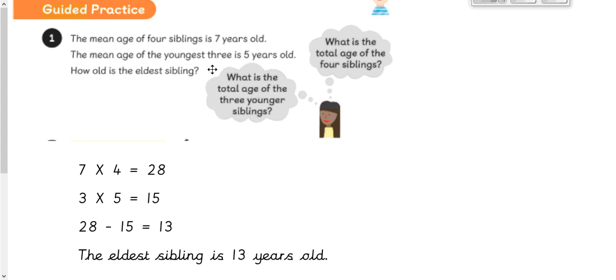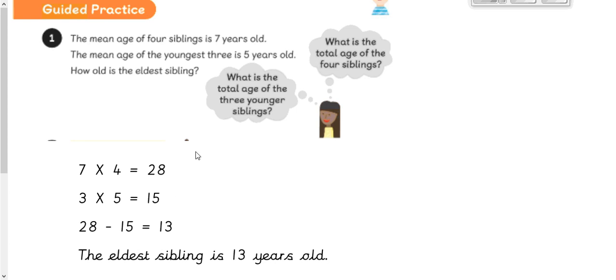The next sentence says the mean age of the youngest 3 is 5. So the youngest 3, and their mean age is 5. 3 times 5 is 15. Again, there's your two numbers, or the ages added together. Hopefully you're thinking, right, let's find the difference. So we just do 28 take away 15, is 13. That's the difference between them.